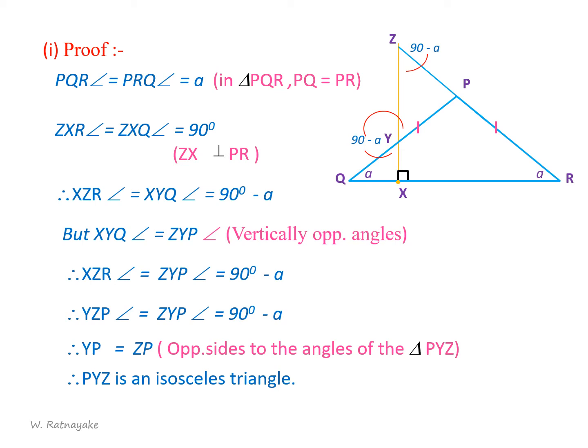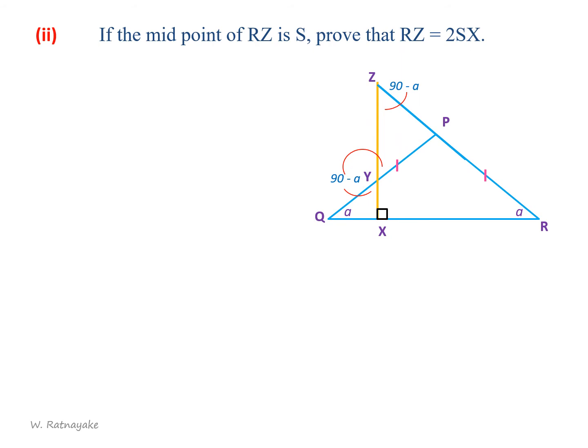Now we have come to the second part of the question. It is like this: if the midpoint of RZ is X, prove that RZ equals SX. So first we have to mark the point S at the midpoint of ZR, and we can join S and X. Now we have to think about some method to come to this conclusion: RZ equals SX. Now SX is drawn.